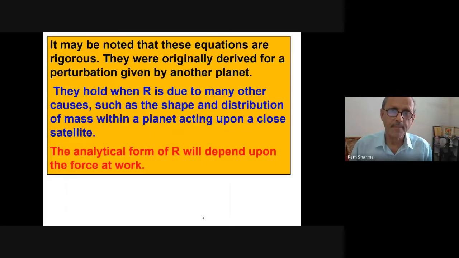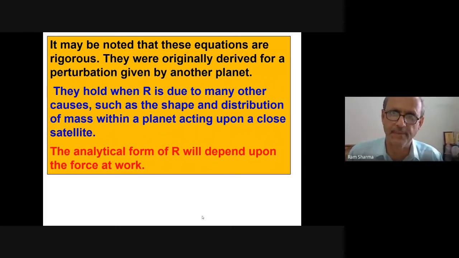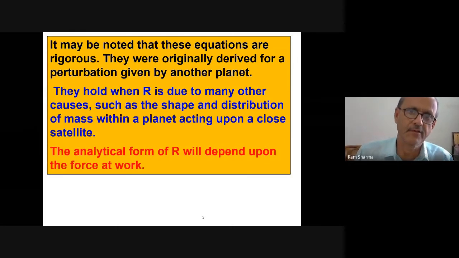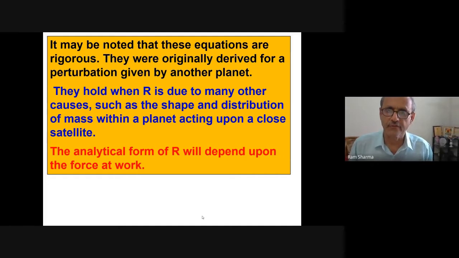It may be noted that these equations are general. They were originally derived for a perturbation given by another planet, because at that time they were working only for planets. No satellites at that time. They hold when R is due to many other causes, such as the shape and distribution of mass within the planet acting upon a close satellite. The analytical form of R will depend upon the force at work.